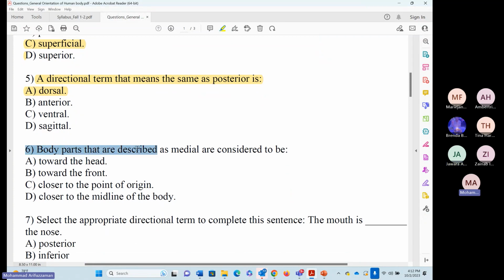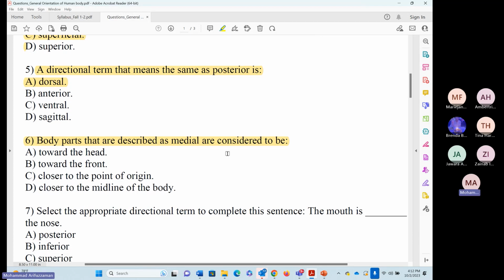The body parts that are described as the medial are considered to be closer to the midline of the body. Okay, now toward the head. What will be the term? Cephalad. AD means toward. So toward the head is cephalad. I think you learned in the medical terms.